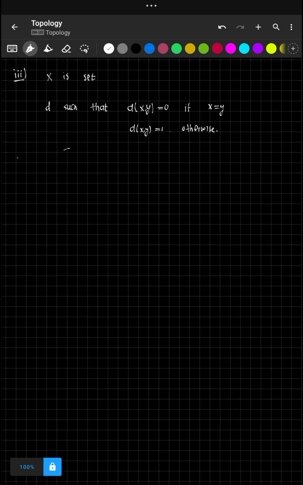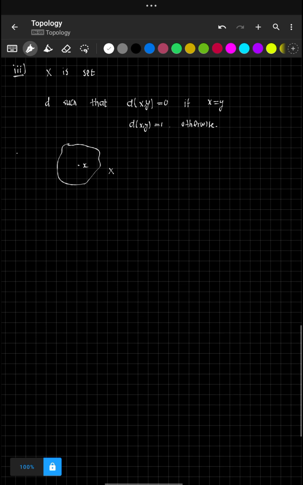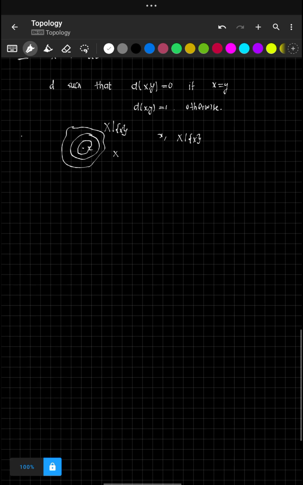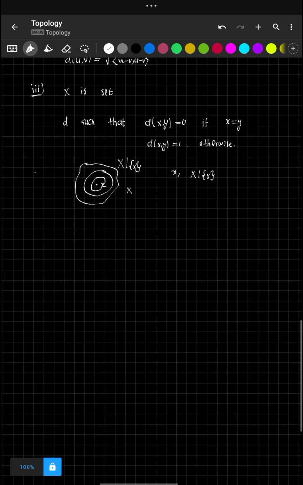So what this means is, suppose you have your set X and you have a point x here. Then there is a neighborhood around this point that contains just this point, and there is another neighborhood that contains every other element, say X minus x, present at distance 1. Basically, the point x and the rest of the set are well separated. So this is what we mean by a 0-1 metric.